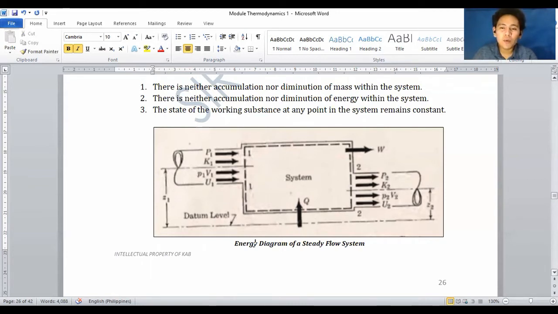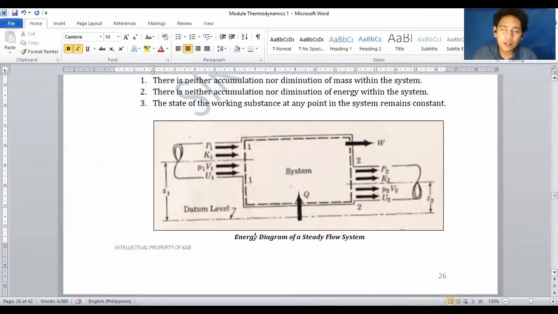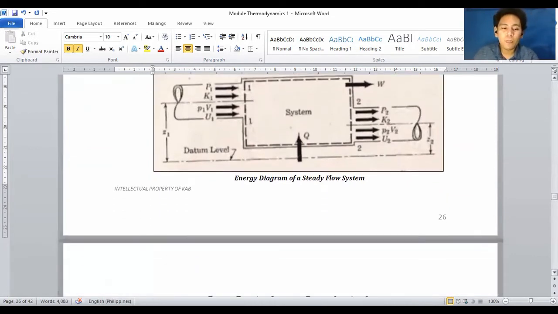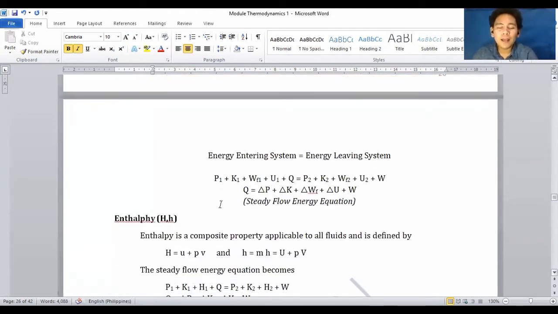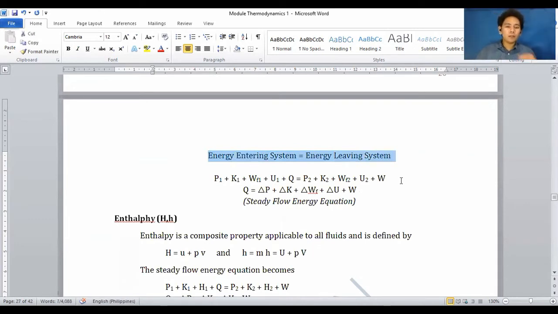So entering is denoted by P sub 1, K sub 1, V sub 1, U sub 1, and leaving is denoted by P sub 2, K sub 2, V sub 2, U sub 2, which are your final and your initial. Your final is your leaving, and your initial is your entering. By summing it up on the diagram, the energy entering the system is equal to the energy leaving the system.